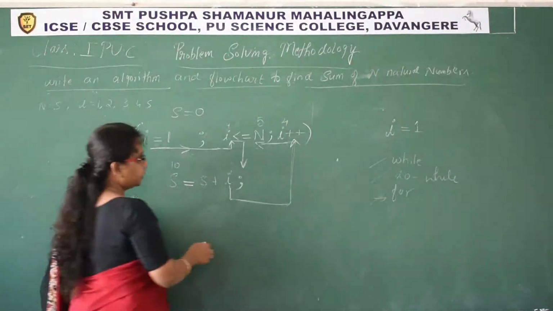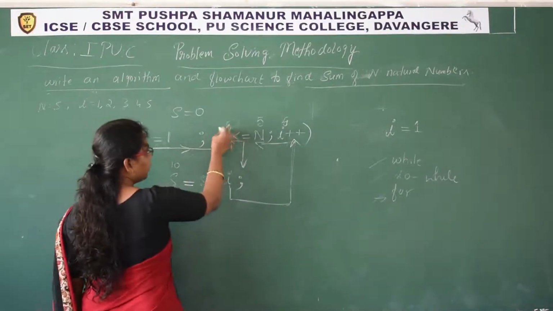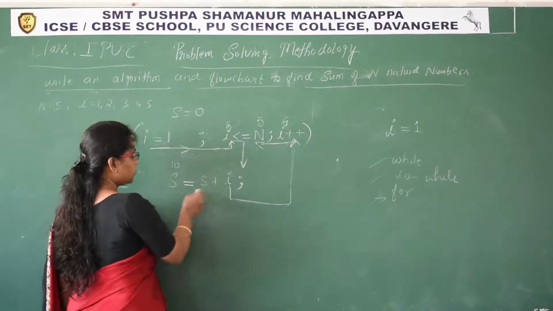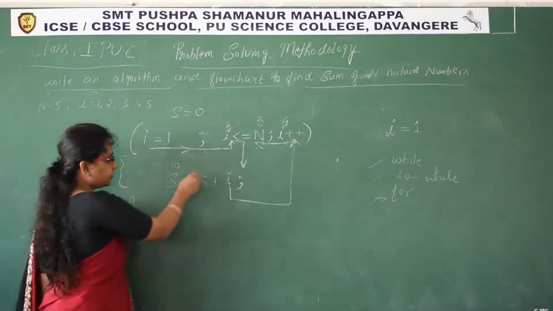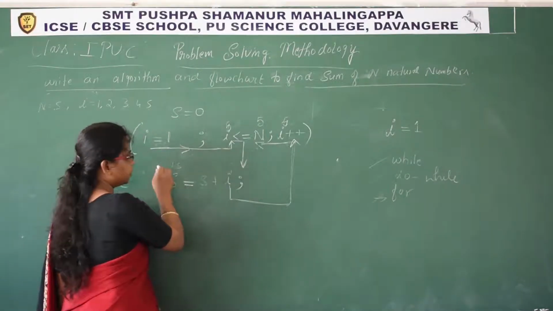Now I increments, I becomes 5. Is 5 less than or equal to 5? Yes, condition true. Now it enters. What is the previous value of S? 10. 10 plus 5, 15. Now S value is 15.